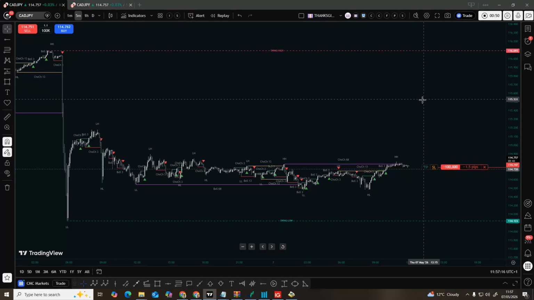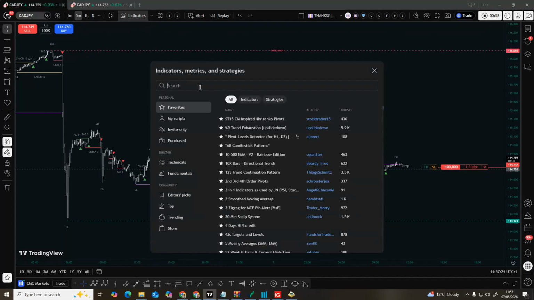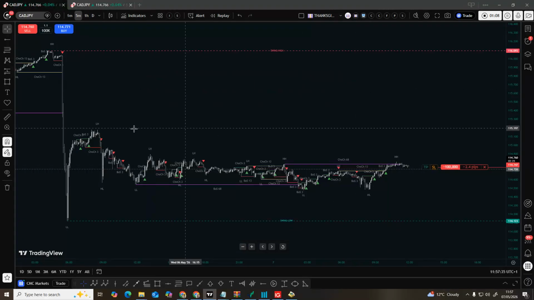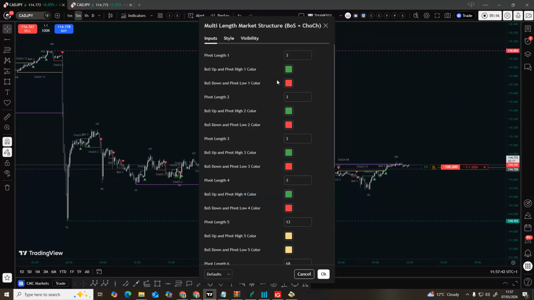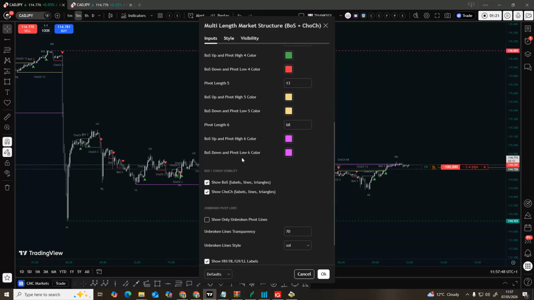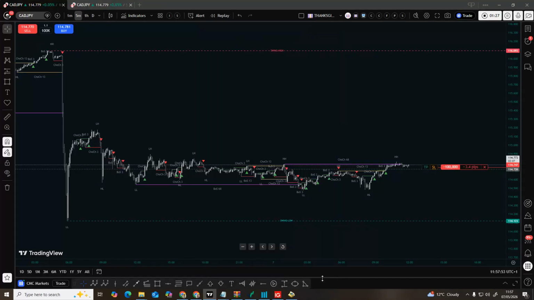So the tool I'm using today, you can find it on TradingView. It's called the multi-length market structure. Okay, this one here. I've configured it to my settings, and the settings are very simple actually. We've got the 13, 3, 13, 68. I've just used 3 for most of this because it's got like 6 pivot settings in there.